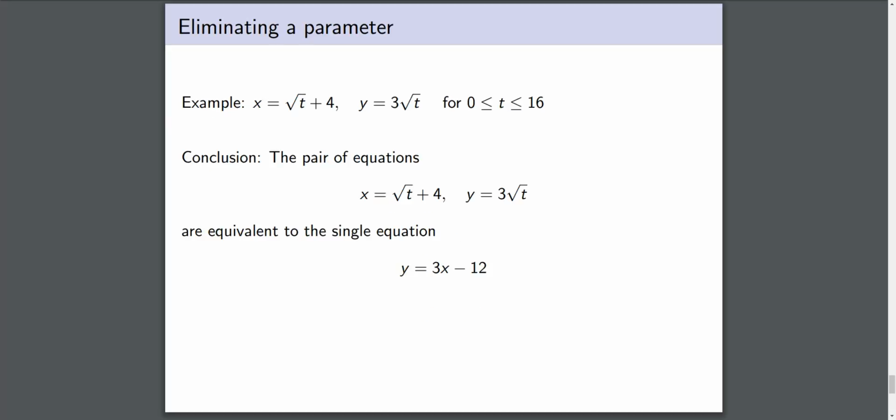If we take that result, we have a single equation. What this problem showed us, the pair of equations that we started with, the parametric curve, is equivalent to the single equation y equals 3x minus 12. And notice that that last equation that we have does not contain the parameter t. So we refer to this process as eliminating the parameter.